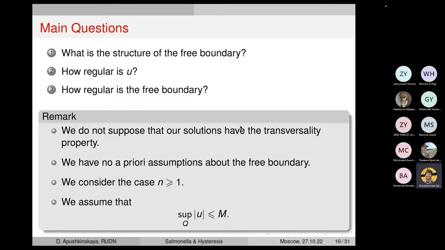What does it mean? If the solution has this transversality property, then we know that there is local existence and uniqueness, and we are free to argue. If we have no such a property, then our results are conditional, in the sense that, okay, if such a solution exists, then it should have the following properties.